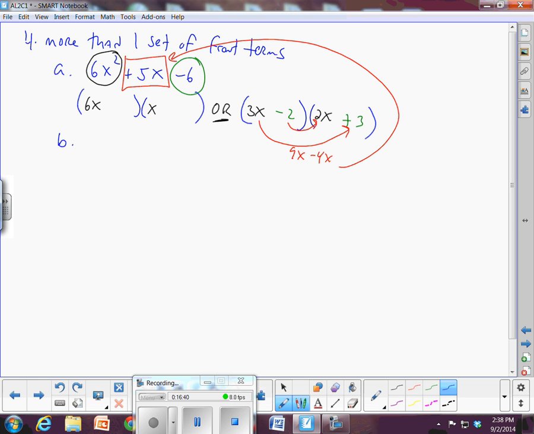B, how about this: 4x squared plus 5x minus 6. Again, we need two parentheses. And when I look at my front term, I say, oh, I've got more than one possibility. I can use a 4x and an x, or I can use a 2x and a 2x.